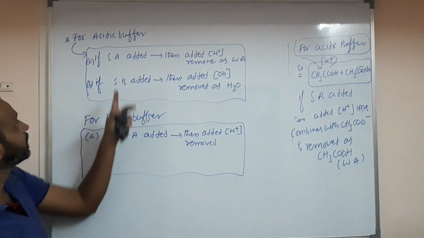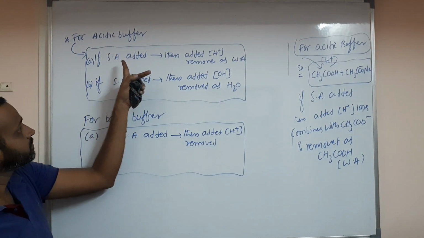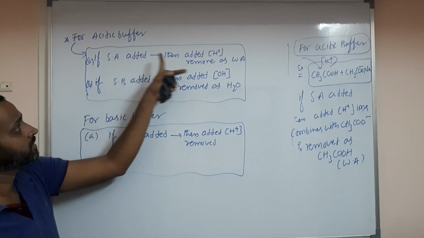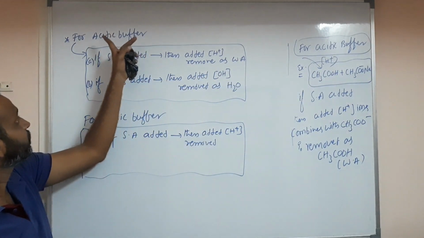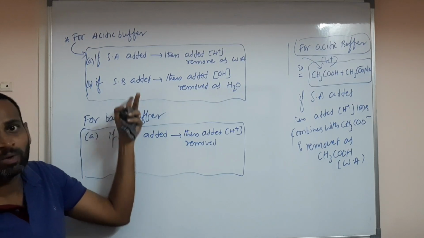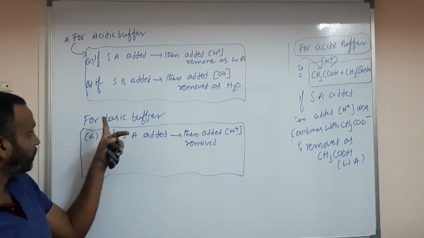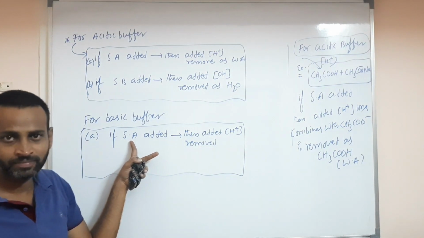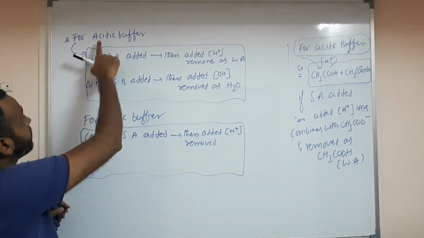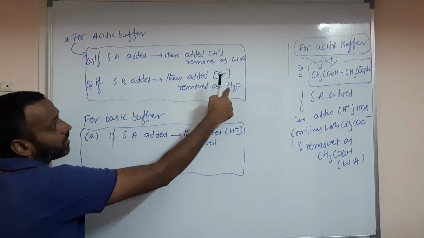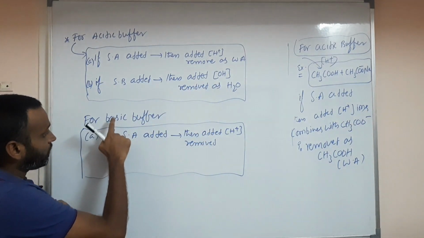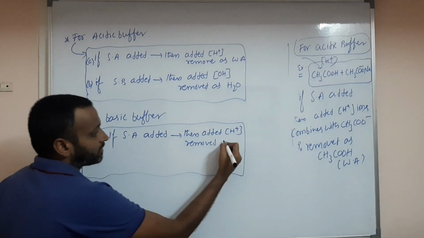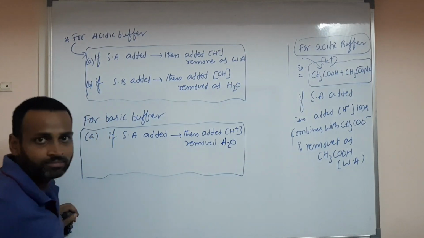Understand? Ulta. For an acidic buffer, when you add strong acid, it is removed as weak acid. Very simple. For acidic, when you add base, what happened? Neutralization, water. For base, when you add acid, what happened? Water. That is the trick. I repeat. For an acidic buffer, base added, water, neutral. For a basic buffer, strong acid added, then removed as water.